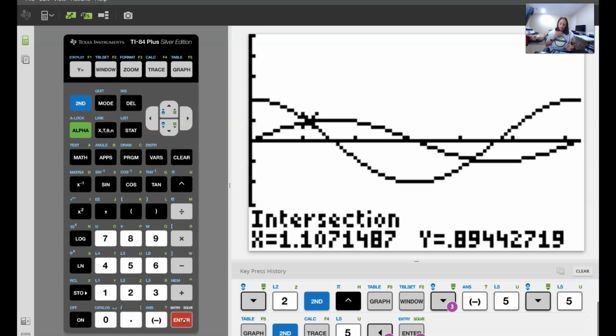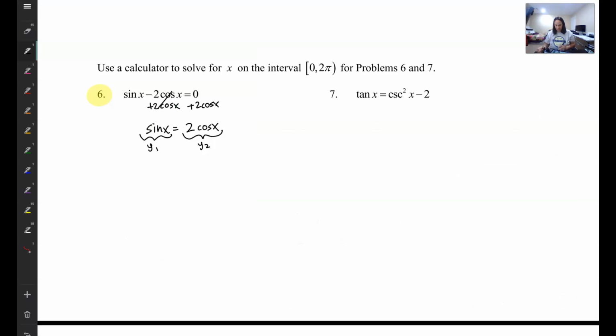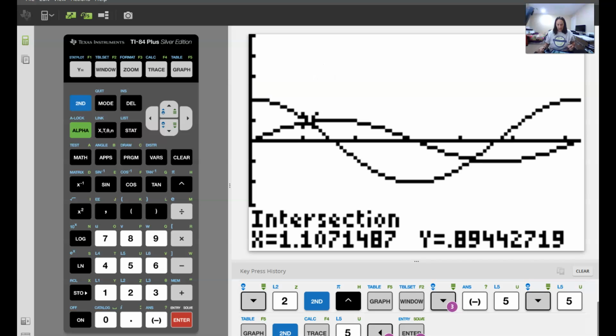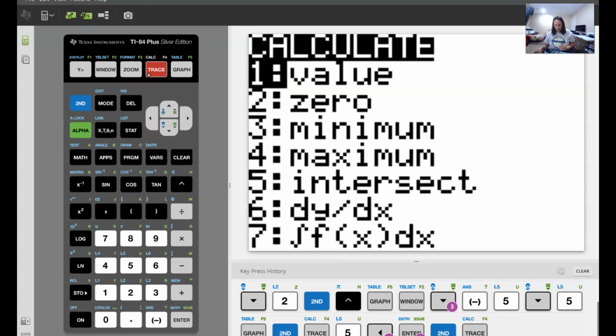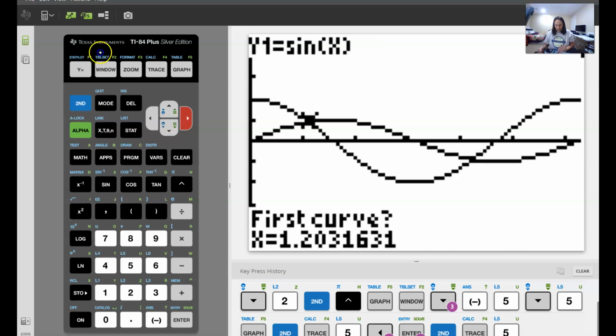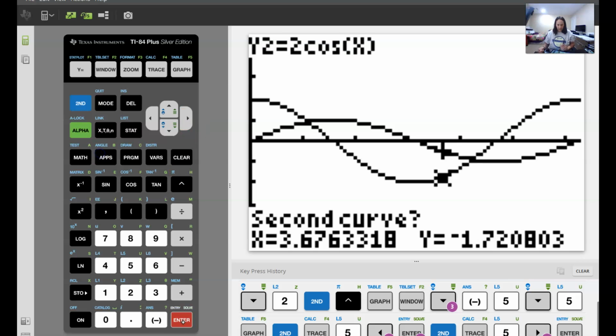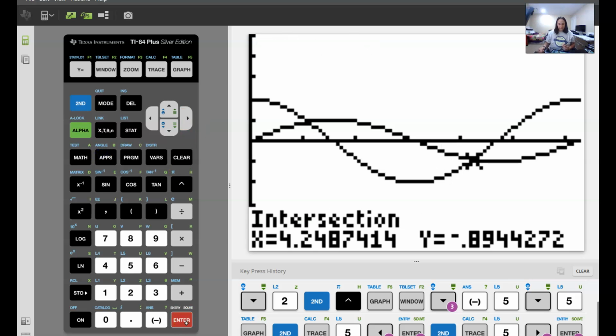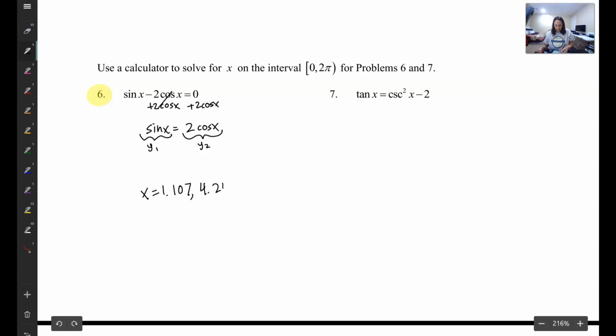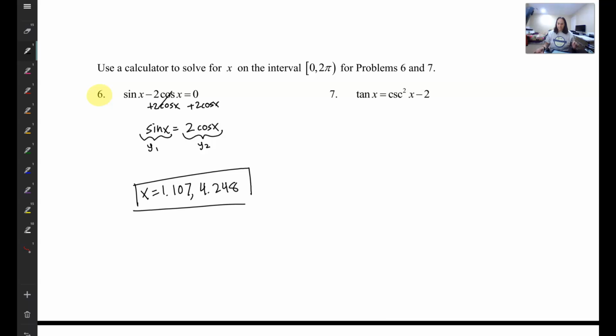Okay, so there's my first intersection point, 1.107. So I have x equals 1.107. And now I need to do the second one, so second trace, 5 for intersect, and all the way over to the other one. There we go. Enter, enter, enter. 4.248. And there we go. That one's done. That's it.